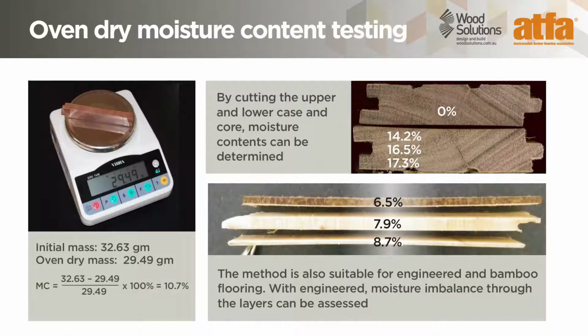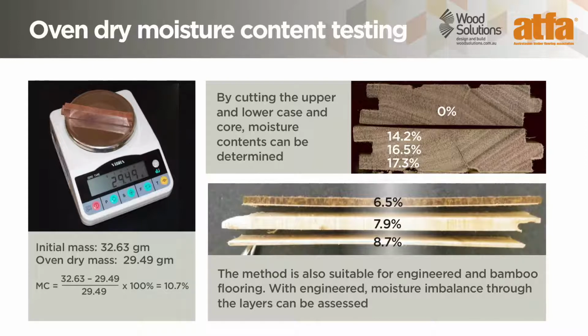So, the percentage moisture content is the weight of water divided by the weight of dry wood, and the result is multiplied by 100. The weight of water is the weight of the initial sample, less the weight of that sample with all water removed. That is, its oven dry weight. In the example on the left, if we subtract the oven dry weight of 29.49 grams from the initial weight of 32.63 grams, being the wood plus the water in it, and then divide the result by the oven dry weight and multiply by 100, we get 10.65% moisture content.